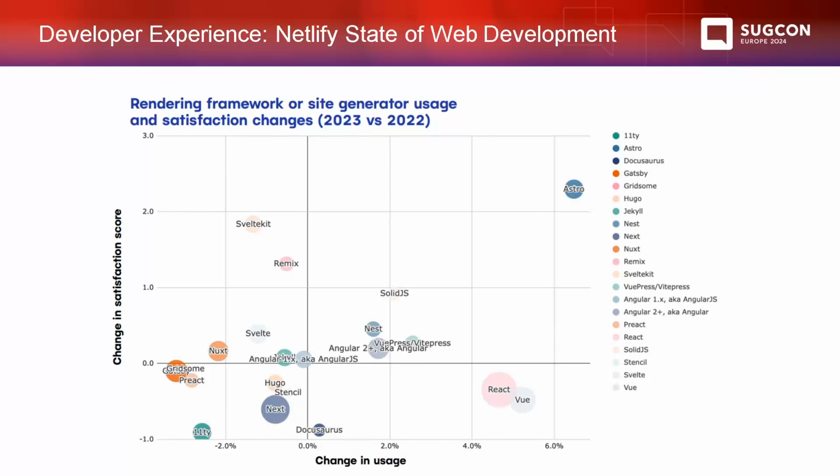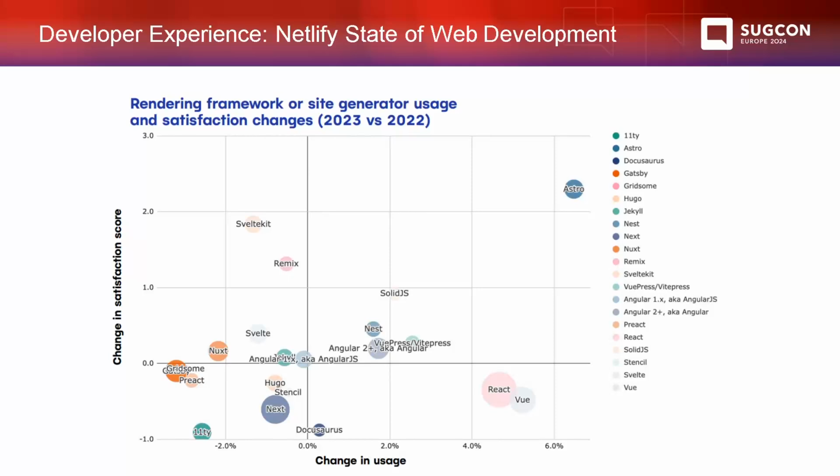And Next.js were almost in the same position in the previous year's reports. And where it is now, it dominates the market. So that's why Netlify predicts Astro a bright future.